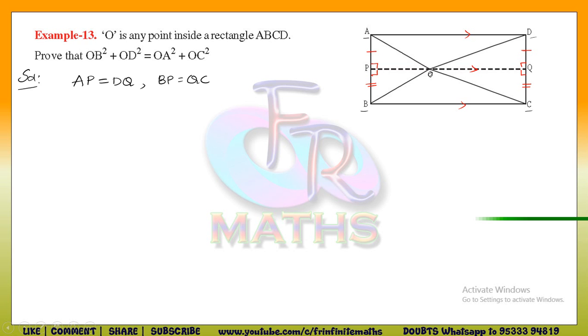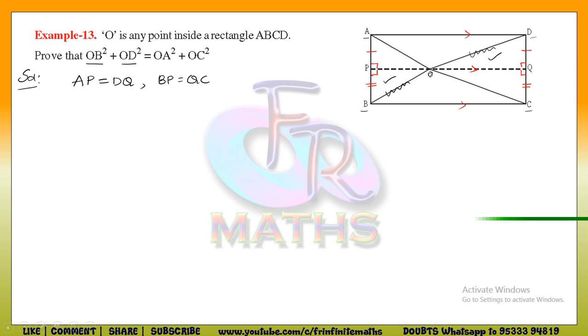Now since I need OB square plus OD square, where is OB? OB is present here and OD is present here. So this OB is the hypotenuse of this particular triangle, right? The same way, OD is the hypotenuse of this particular triangle.